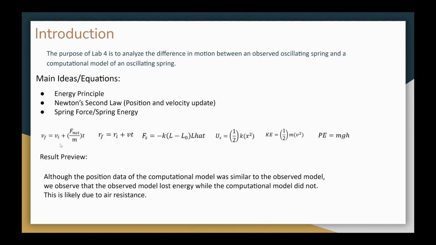This is the velocity update formula, position update formula, force of a spring, energy of a spring, kinetic energy, and potential energy. And the result preview is although the position data of the computational model was similar to the observed model, we observed that the observed model lost energy while the computational model did not. This is likely due to air resistance.